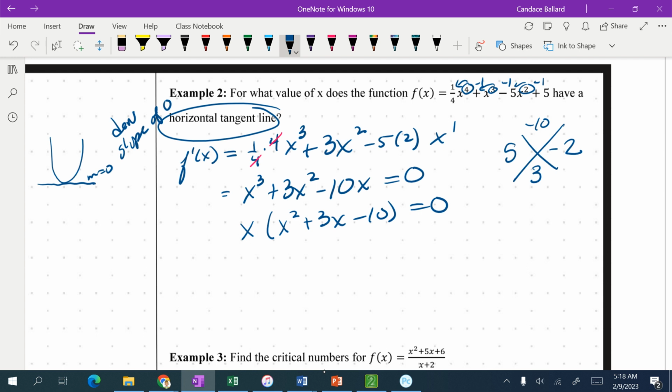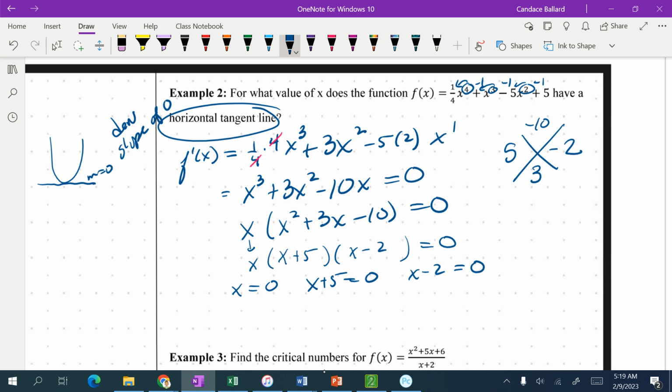Remember to drop this x down. You've got to make sure you drop that down. It's still part of the factoring. So that would give us x times x plus 5 times x minus 2 still equal to 0. Then we ask ourselves, what property do we need to apply? We're going to apply the zero product property to all three of these factors. So x equals 0, x plus 5 equals 0, and x minus 2 equals 0.